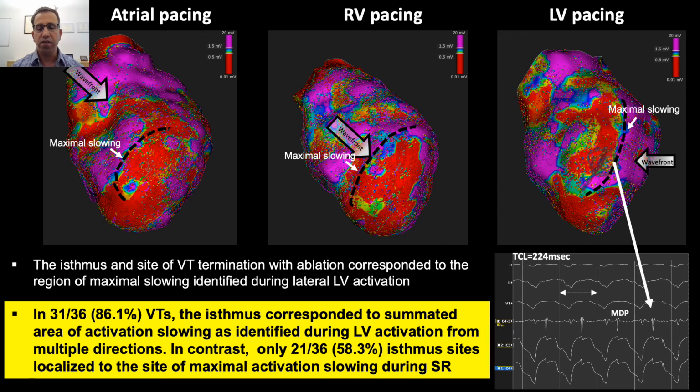In one of those VTs, with a tachycardia cycle length of 224 milliseconds, the isthmus and the site of VT termination with ablation corresponded to the region of maximal activation slowing identified during lateral LV activation, but not during sinus rhythm or RV pacing. In 86% of the mapped VTs, the isthmus corresponded to the summated area of activation slowing as identified during LV activation from multiple directions. In contrast, only 58.3% of isthmus sites were localized to sites of maximal activation slowing during sinus rhythm.